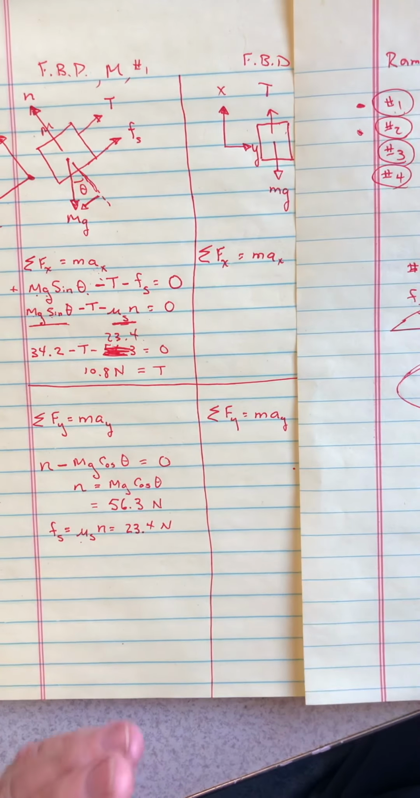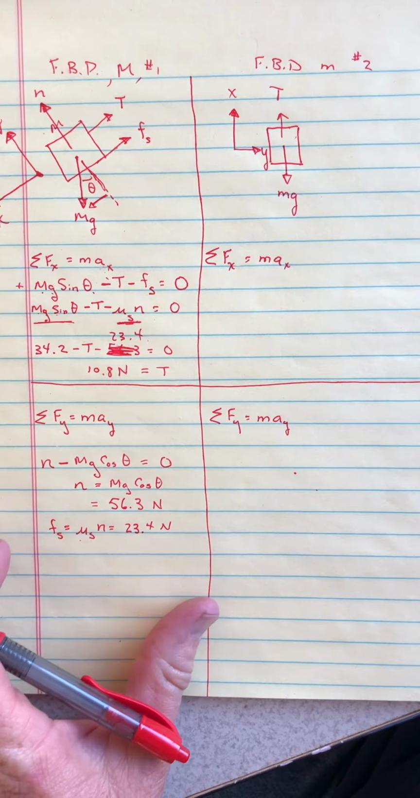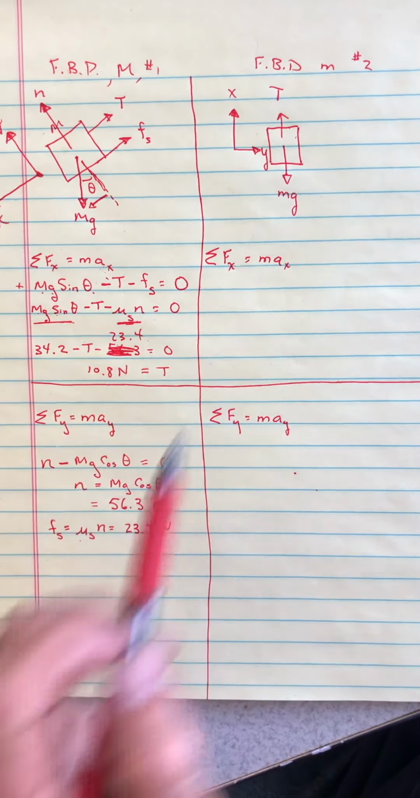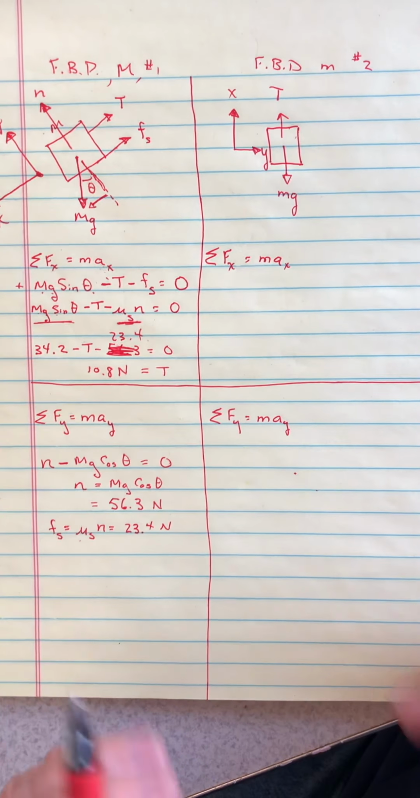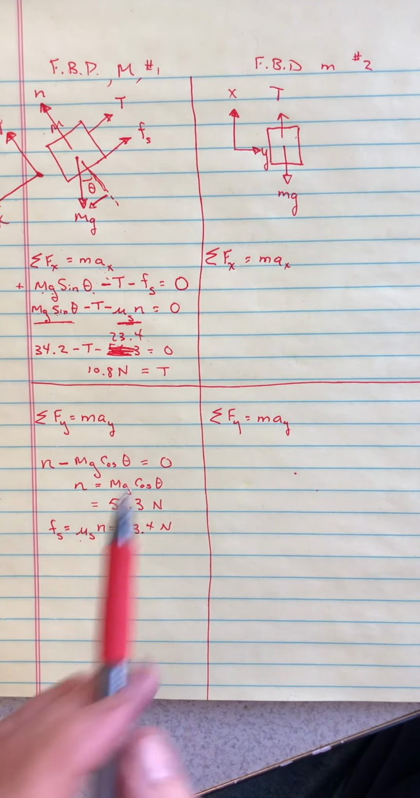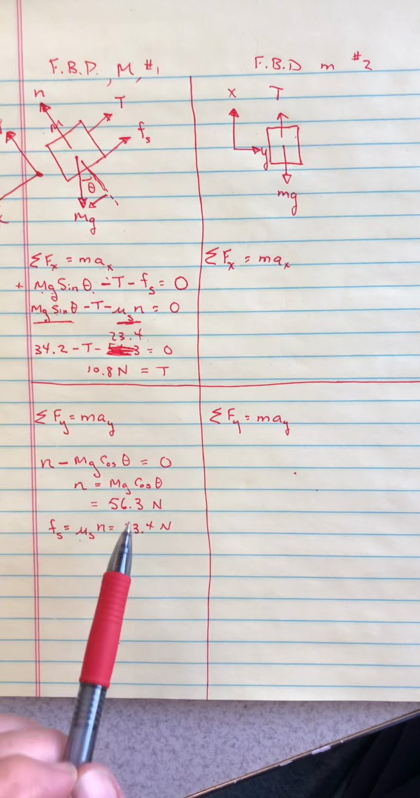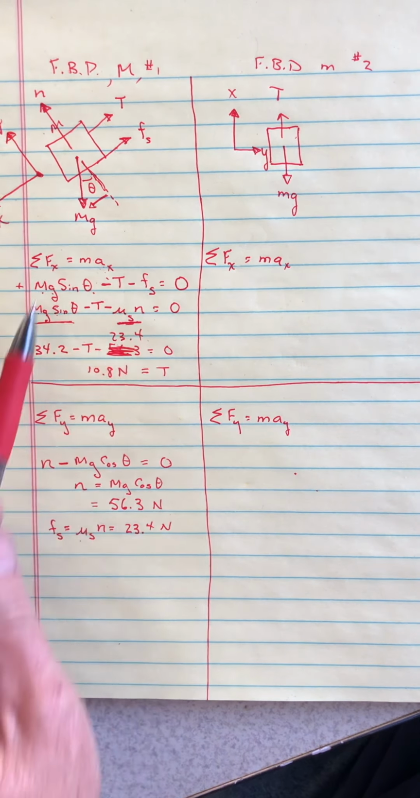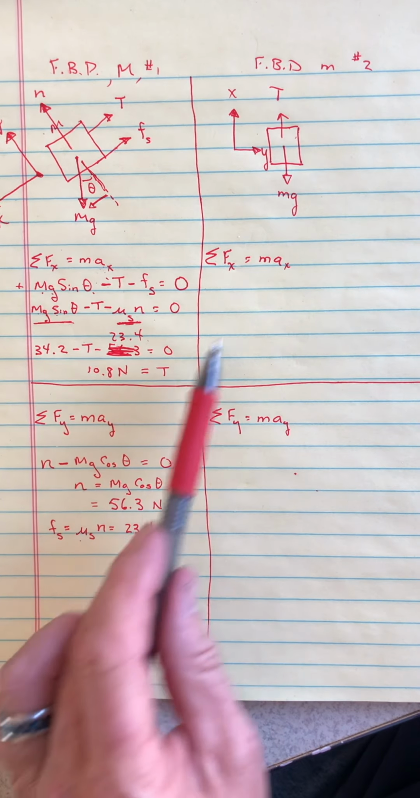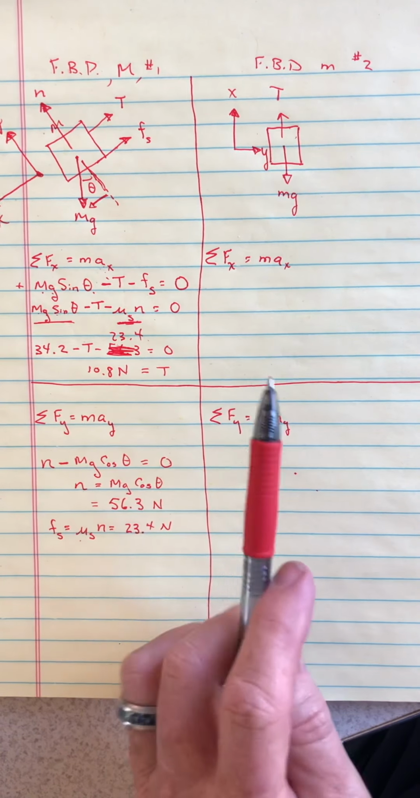So I guess the good news here for this problem is it wasn't a system of unknowns. I didn't have 3 equations and 3 unknowns, and I had to solve this simultaneously. I'm certainly going to have 3 sets of equations, but this one I could solve on its own for n. Once I got that, I could solve this on its own for tension. And then once I do that, I can come over here and get the mass.